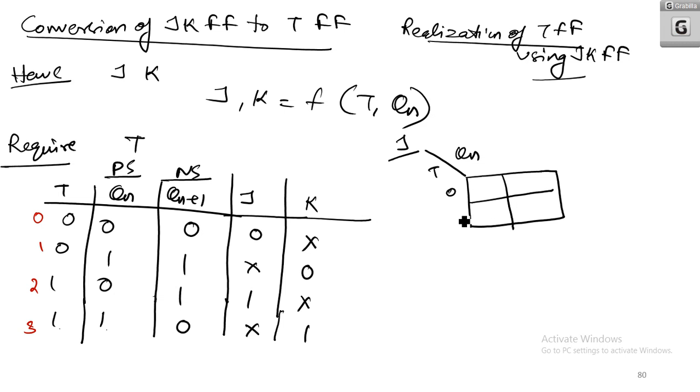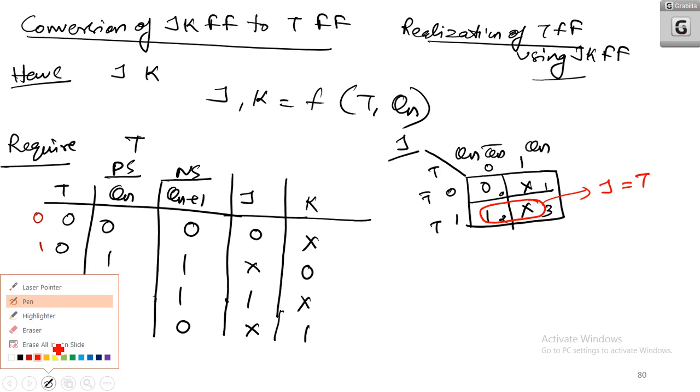So this is 0, 1, 0, 1; T bar, T, Qn bar, Qn; 0, 1, 2, and 3. It is 0, don't care, 1, don't care; 0, don't care, 1, don't care. So here we can club these two. So what is the expression? Here we can get J is equal to T.